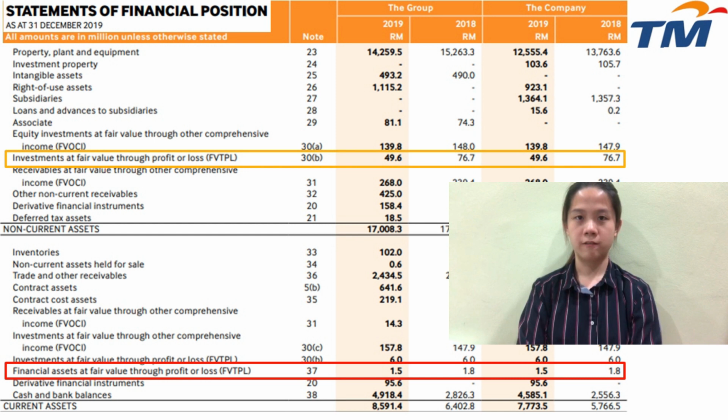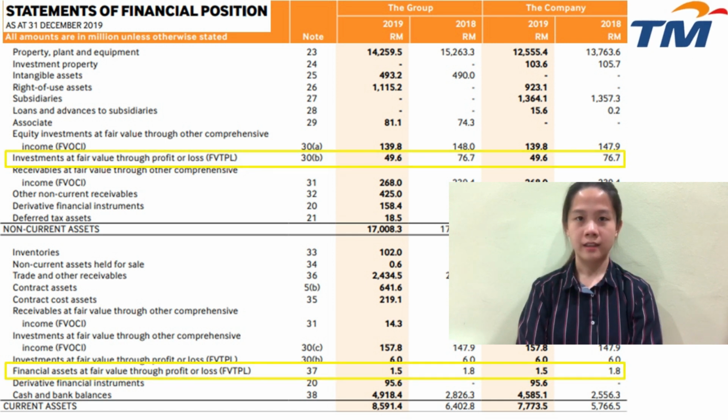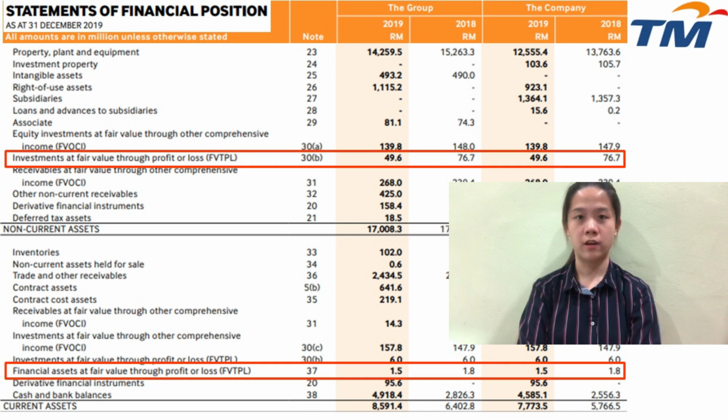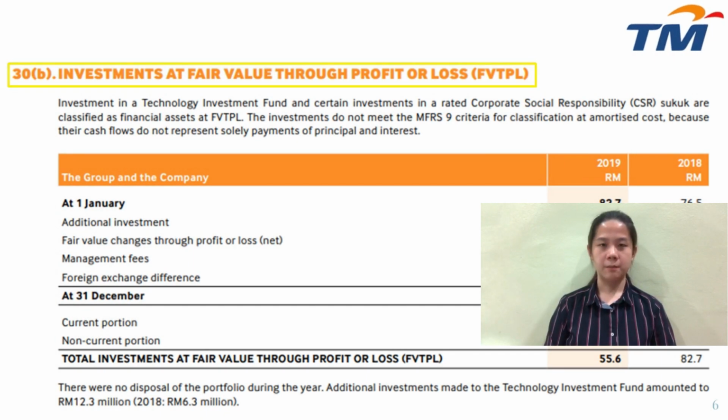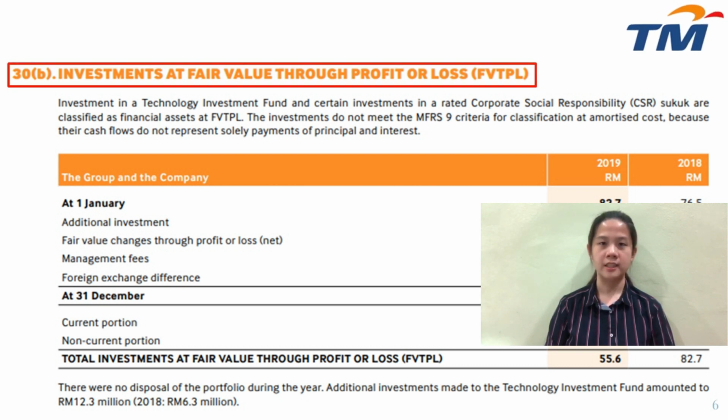Here we show you the statement of financial position by Telekom Malaysia Berhad as at 31st December 2019. There are investments at fair value through profit or loss. We will see the details in Note 30B later. Note 30B shows examples of financial assets measured at fair value through profit or loss, which are an investment in a technology investment fund and certain investment in a rated corporate social responsibility sukuk. The policy also states that the investments do not meet the MFRS 9 criteria for classification at amortized cost because their cash flows do not represent solely payments of principal and interest. So the investments are measured at fair value through profit or loss.